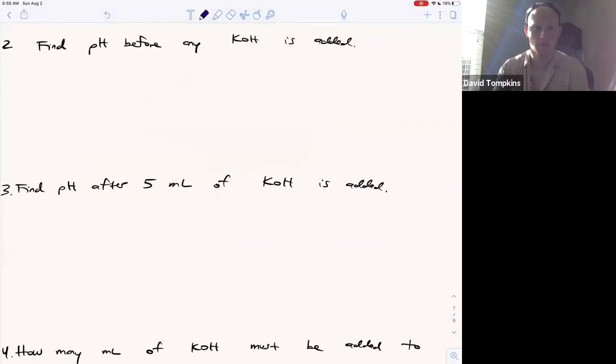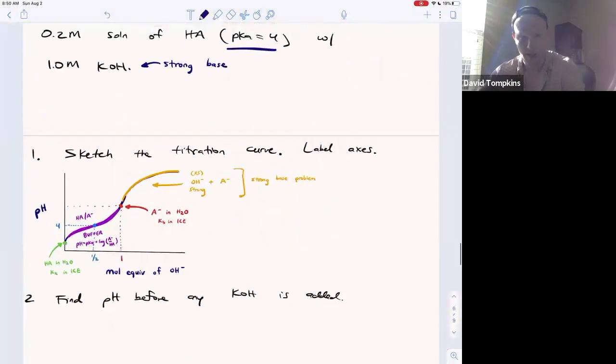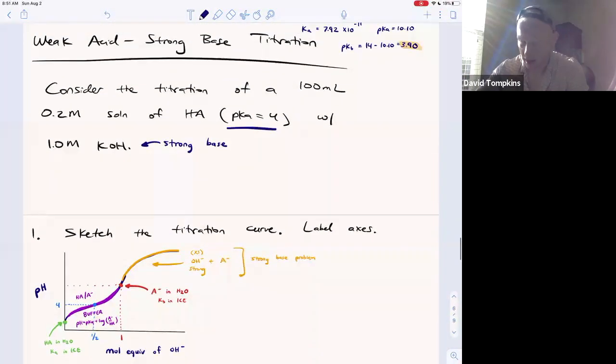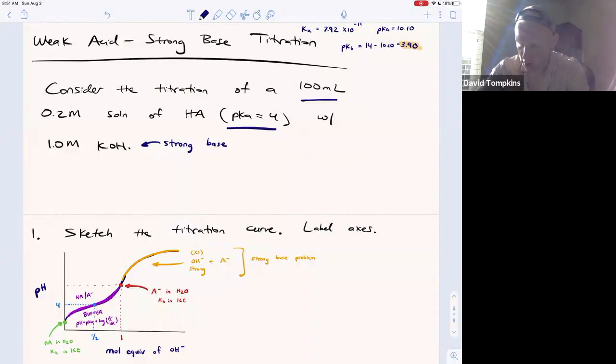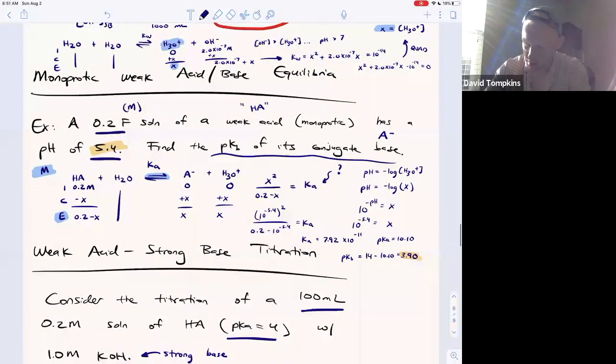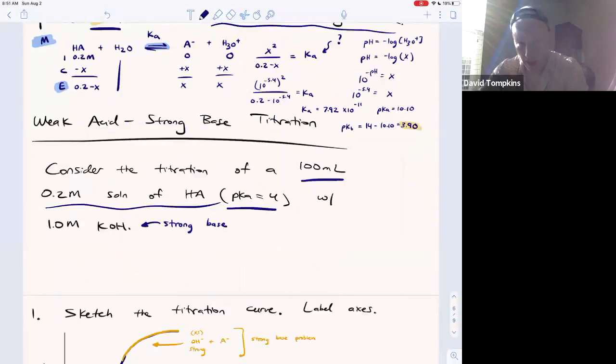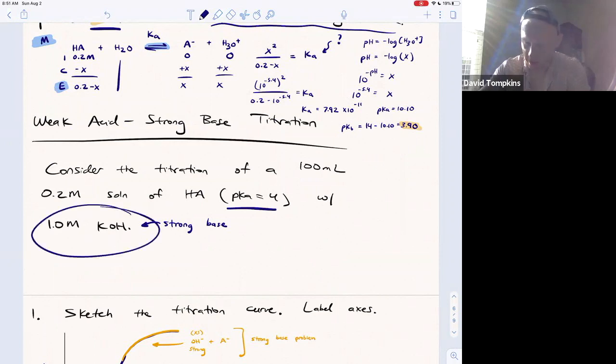So in this problem, we're going to continue to talk about the titration of a weak acid with a strong base. This is a monoprotic titration, and I was giving you some information last time about what the curve would look like, how we would solve the problem at each point along the curve. And I gave you this general information where you start with 100 mL of 0.2 molar weak acid, HA, and we titrate it with 1 molar potassium hydroxide.